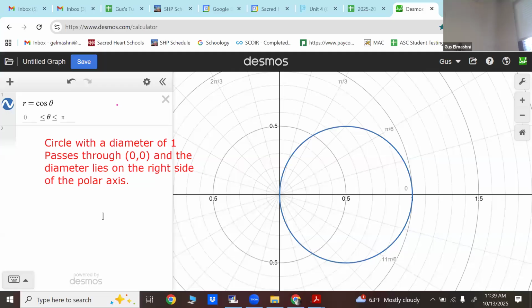Can you just say that it's a circle with diameter of 1, vertices 0, 0 and 1, 0? Sorry, vertices of what? Or center. Just say the vertices are 0, 0 and 1, 0.